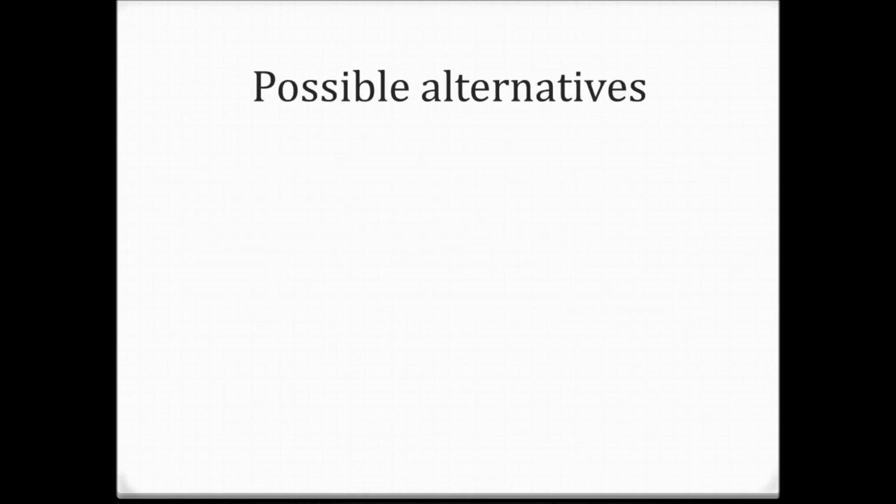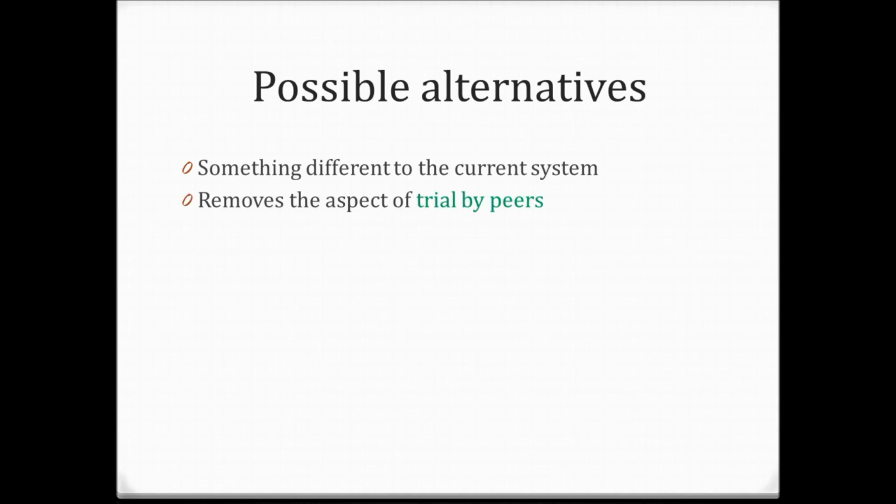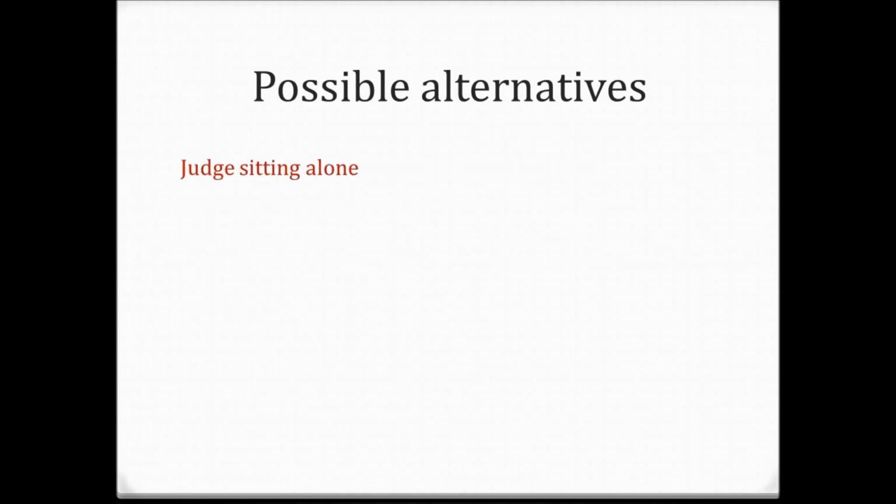Okay, so possible alternatives. What we're talking about here is really something different to the current jury system. And really, the fundamental difference between an alternative and a reform is that an alternative really removes that aspect of a trial by peers. So one possible alternative would be to have the judge sitting alone. So actually to remove the jury altogether from the legal system, and just the judge would decide the case.